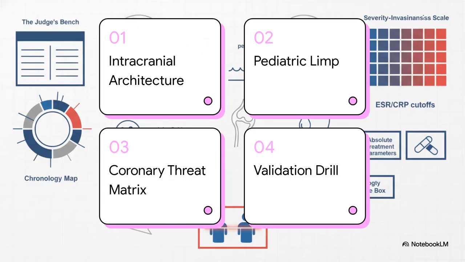Here's our docket for today's proceedings. We are moving fast, zero filler, covering 4 critical modules. 1. The intracranial architecture. 2. Reconstituting the pediatric limb. 3. The coronary threat matrix. And 4. We're doing a mandatory validation drill.